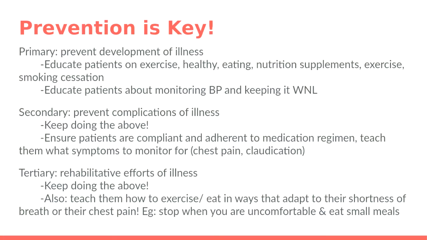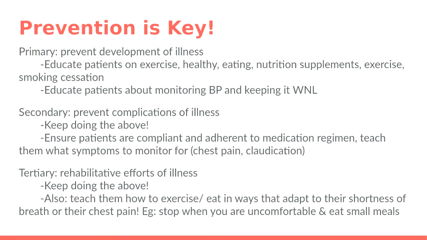So I'm going to go back to what the vascular group was saying. Prevention is key, right? You want to think of primary prevention, which is preventing the development of illness. So you want to educate patients on exercise, healthy eating, nutritional supplements, and monitoring their blood pressure. Secondary prevention, what do you do once they have high blood pressure? You keep doing what you did in primary prevention, except now you want to look at medication adherence and compliance. You want to monitor for chest pain or other symptoms of a potential MI or CAD.